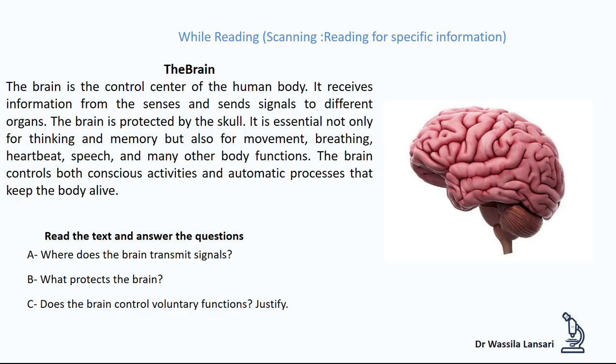So if we go to the text and go to the 7th line, we have "the brain controls both," which means two: conscious activities and automatic processes. So in the question there is only one. Because in the text we have two functions, the answer is no. And how do we justify? We justify from the sentence that we have just read: the brain controls both conscious activities and automatic processes.